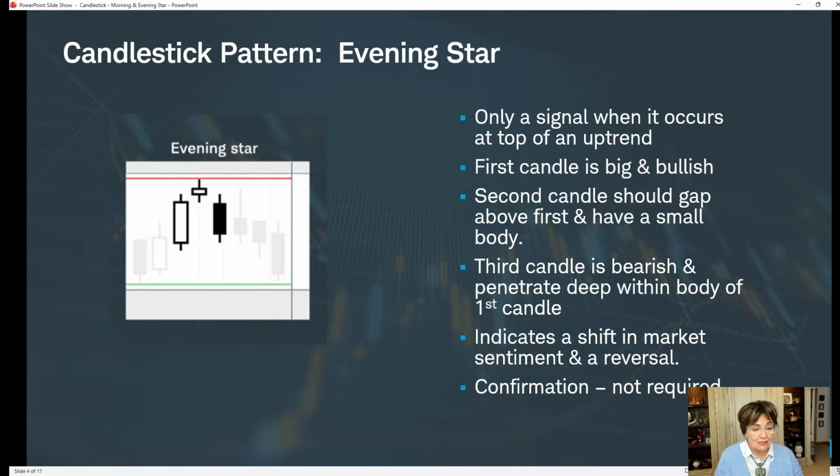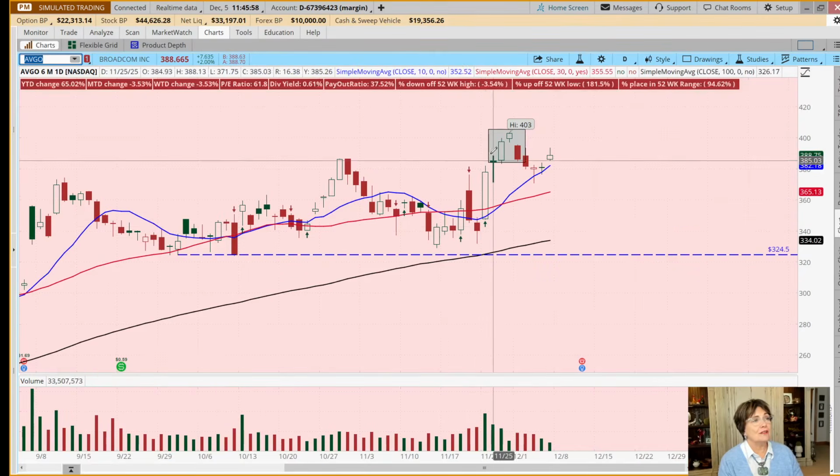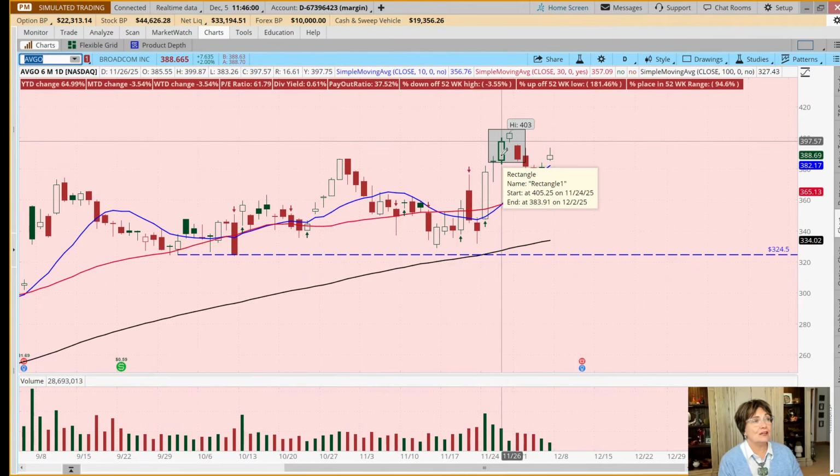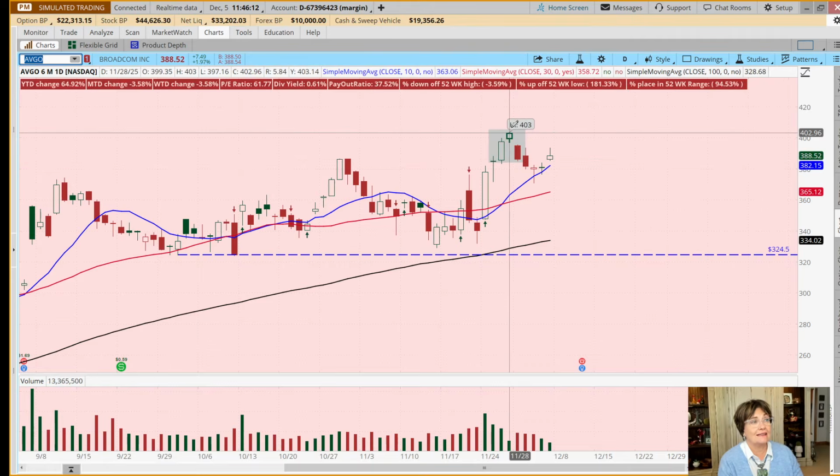Okay, now let's go and look at a couple of examples on the chart. So the first one we're going to look at is AVGO. And when we look at AVGO, we can see here on this day, we had a big bullish day. So there's candle number 1. Candle number 2, the next day it gapped up and we had a small body on that candle and it hit a new 6-month high that day.